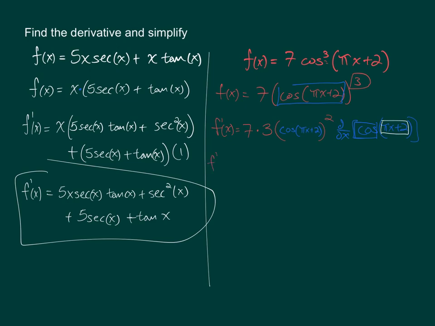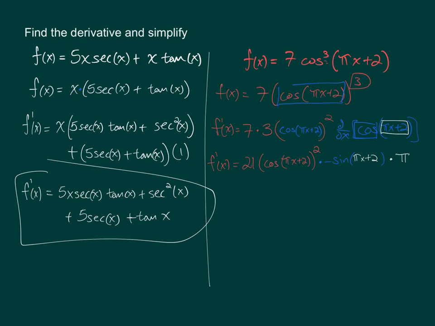So I've got this, f prime of x equals, I'm going to multiply these two numbers together here and get 21 times cosine of pi x plus 2, the entire thing squared. And to that we will multiply the derivative of cosine pi x plus 2. First, the outside function, we're going to multiply negative sine and leave the inside alone. And then we will multiply by the derivative of the inside, which is pi x plus 2. The derivative of that is just pi.